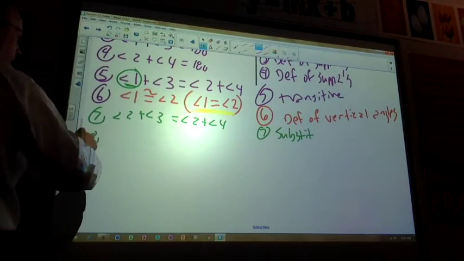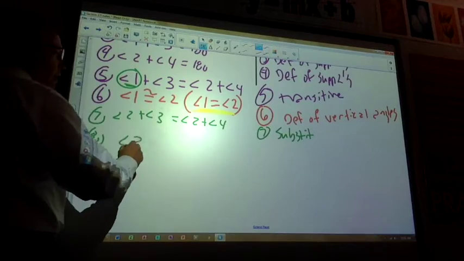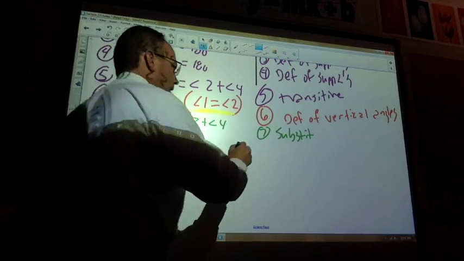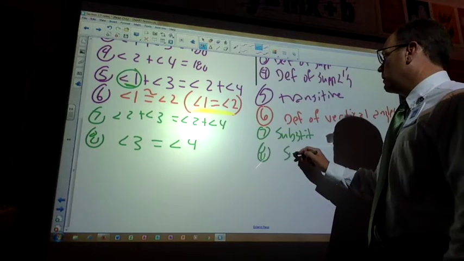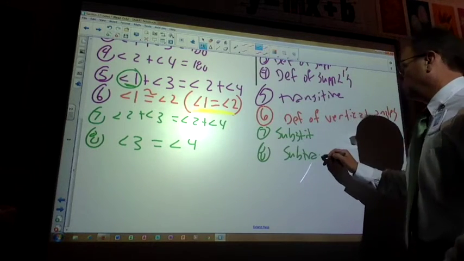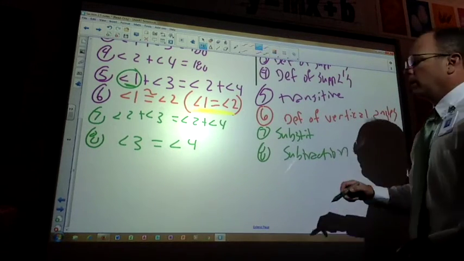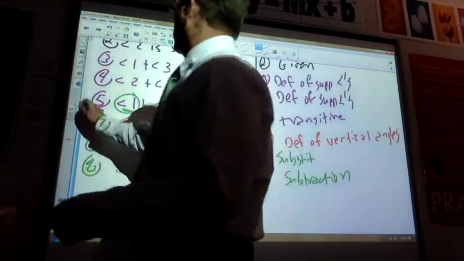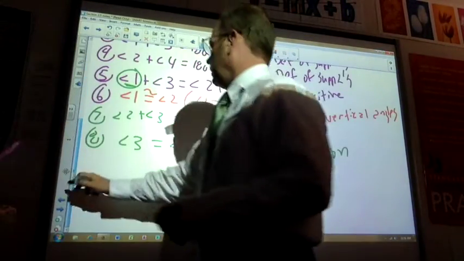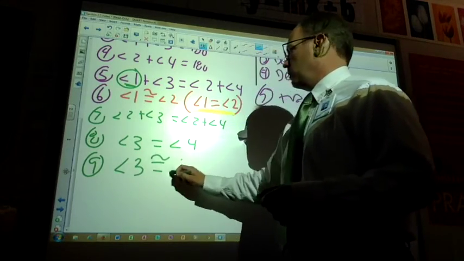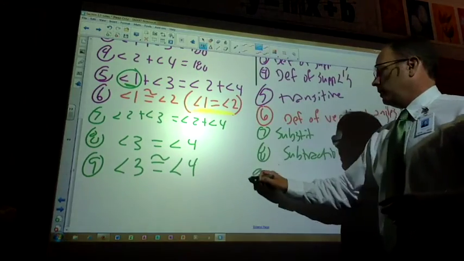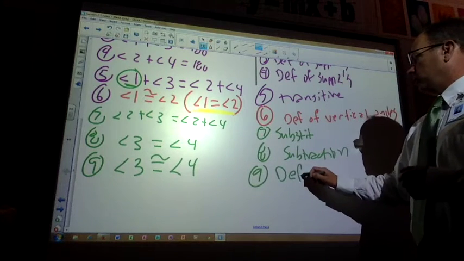Step 8. Angle 3 equals angle 4. Why? Subtraction. And then were we trying to prove congruence? Angle 3 is congruent to angle 4. Why? Definition of congruence.